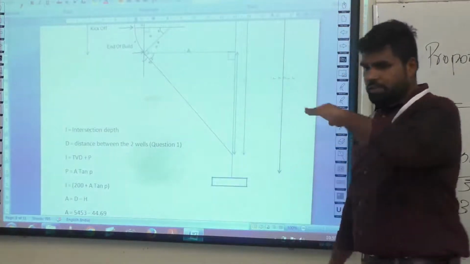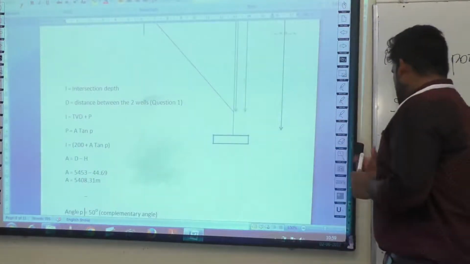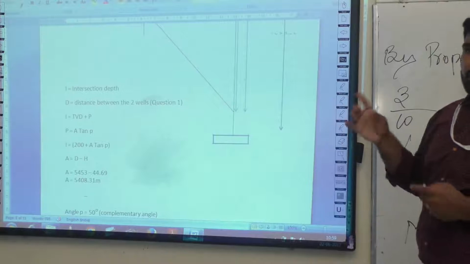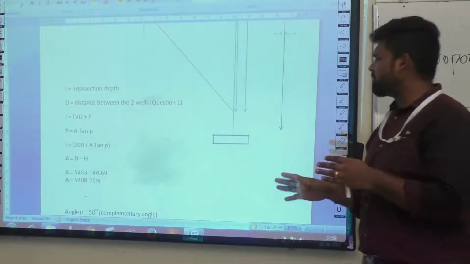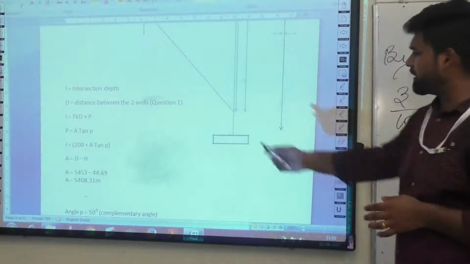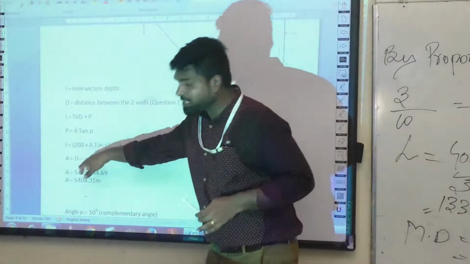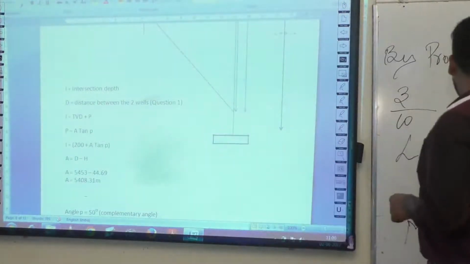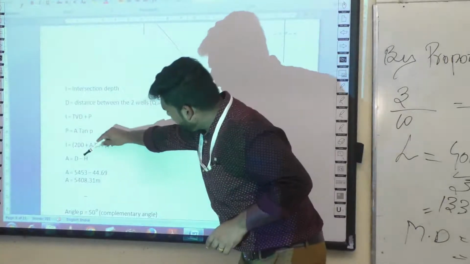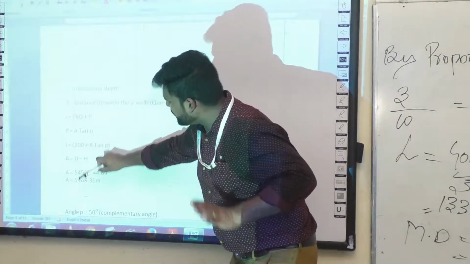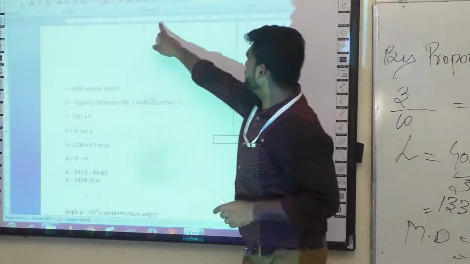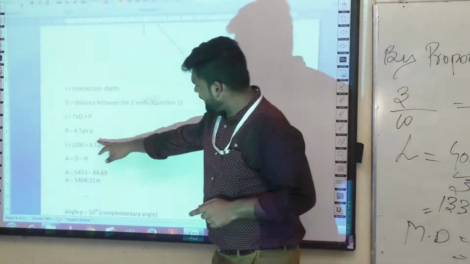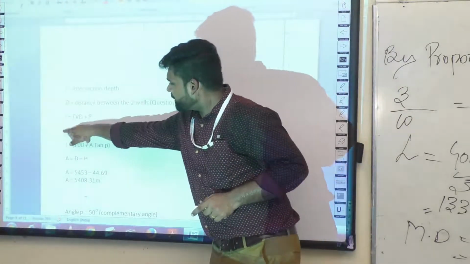And you know that the surface distance of the target well as well as the relief well, which we found at the first step itself, is D, which is 5453 meters, I think. Yeah, 5453 meters. And we have found the horizontal displacement from the vertical well to the end of build, which is 44.69. So when you subtract this from the first distance, you get your distance from here to here, which is 5408 meters. So if you are getting that, you will get your P distance.